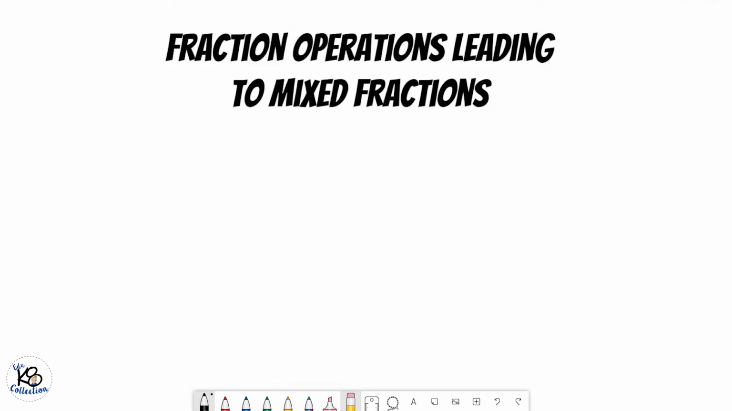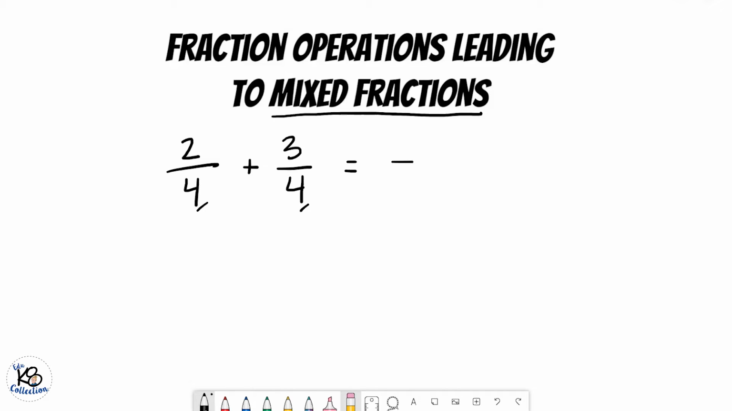But sometimes we may be adding, subtracting, multiplying, or dividing fractions and find that they lead to a mixed fraction. So a great example of this would be 2/4 plus 3/4. They have the same denominator, so I'm going to keep it as 4. But when I add my numerators, 2 plus 3, notice I have what's called an improper fraction. An improper fraction is when the numerator is greater than the denominator. Usually, you need to change this into what's called a mixed fraction.